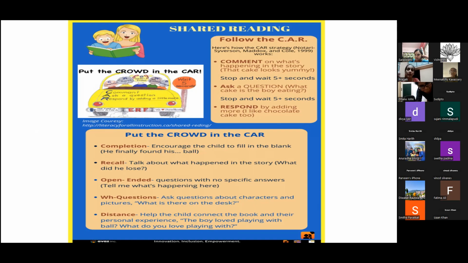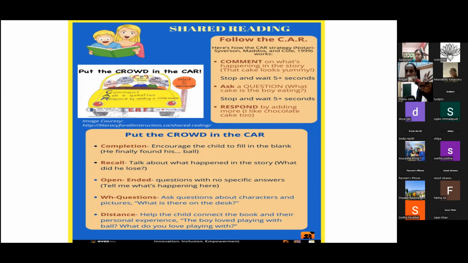Okay. Now, once that is done, you could also put CROWD in the CAR. That's what they call it. So where you encourage the child to fill in the blank. Okay, he finally found his what? Ball. Recall. Now let's talk about what happened in the story.